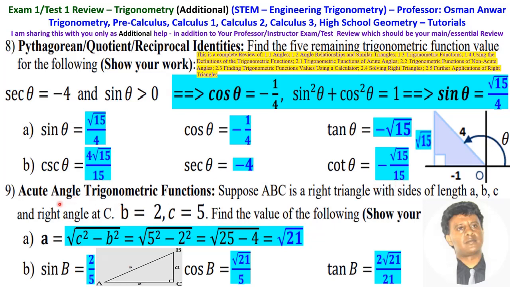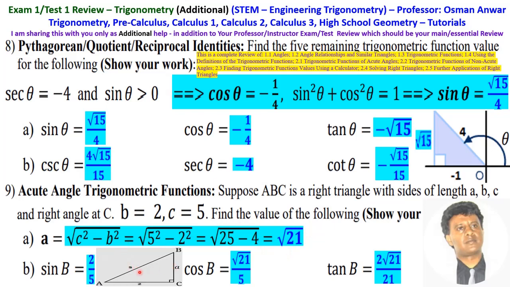Number 9 is given this right angle triangle ABC, where B is given 2 and C is given 5. Find the value of the following. Find the value of A. A is simply square root of C squared minus B squared with this Pythagorean theorem. Then this is square root of 5 squared minus 2 squared, which is square root of 25 minus 4, which is square root of 21. So that's A.